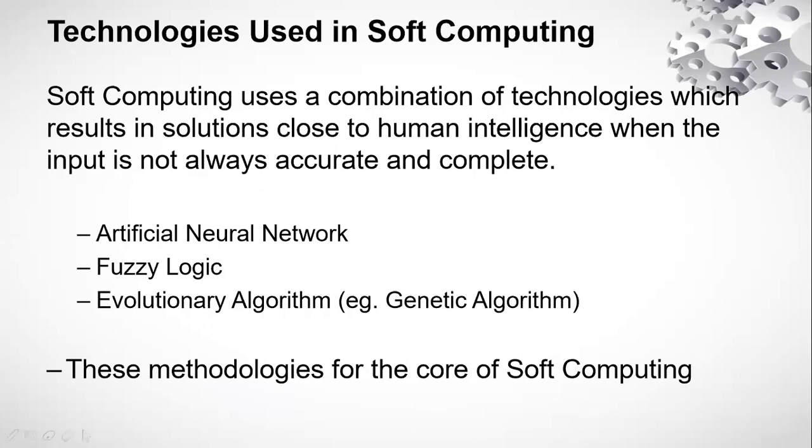So soft computing uses a combination of technologies which results in solutions close to human intelligence when the input is not always accurate and complete. So the three technologies we will be using are artificial neural network, fuzzy logic, and evolutionary algorithm. Basically, evolutionary algorithm has a further breakdown and there are more technologies, but in this course, we are going to study the genetic algorithm technology. So these three technologies form the core of soft computing and they are helping us to find the solution that is close to human intelligence.